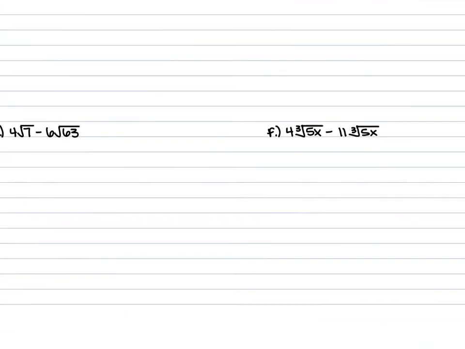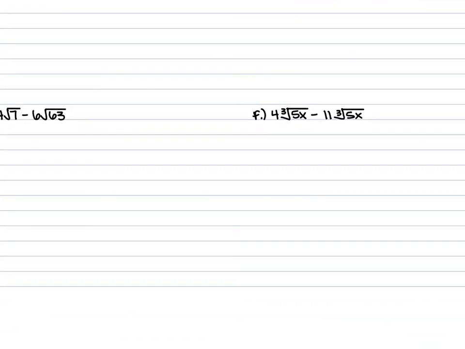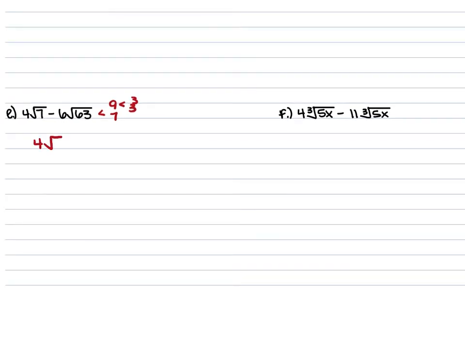E gives us 4 square root 7 minus 6 square root 63. The 6 square root 63, that 63 can be simplified by taking 7 and 9, and the 9 is 3 and 3. So this is really 4 square root 7 minus 6 times 3 square root 7. The 6 times 3 square root 7 gives us 18 square root 7. So we're doing 4 square root 7 minus 18 square root 7, which is negative 14 square root 7.